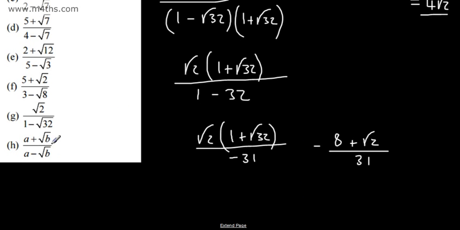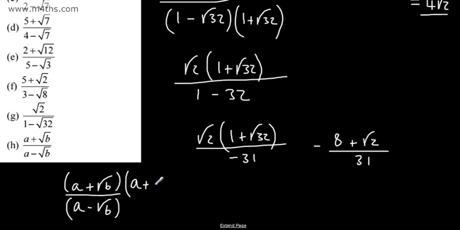Okay, let's have a look at this one right here. So we've got a plus root b. So let's write this down. A plus the root of b over a minus the root of b. We need to multiply the numerator and the denominator by a plus the root of b. So a plus the root of b and a plus the root of b.